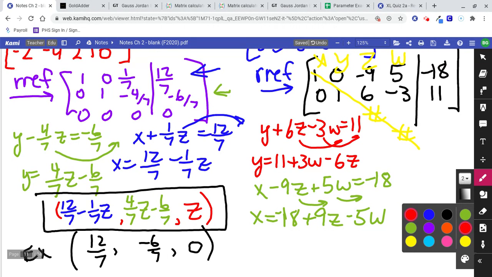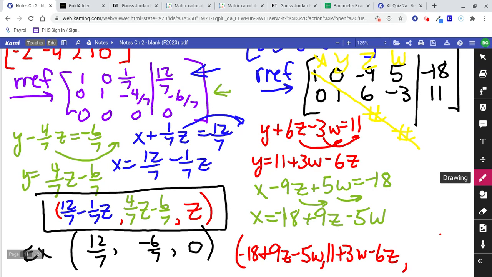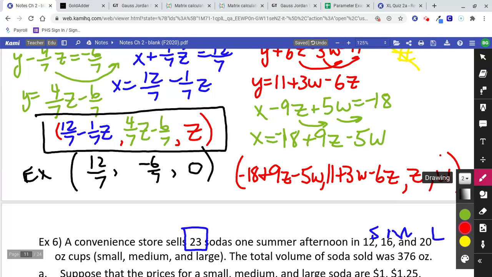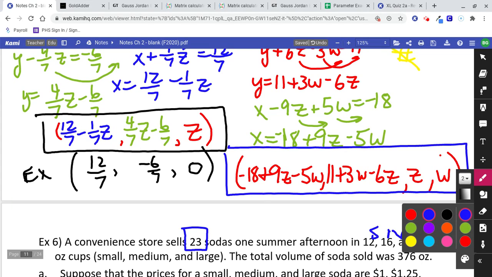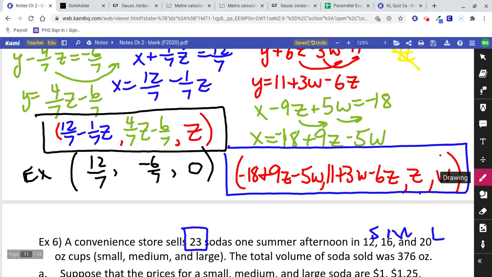And so your answer is not an ordered pair or an ordered triple. It's actually an ordered quadruple, I guess. But your x term, negative 18 plus 9z minus 5w. Your y term is 11 plus 3w minus 6z. And then you have a parameter z and a parameter w. Now, remember the parameter is where you can pick whatever you want. If I had to pick an example, I think the easiest thing would be to just pick zeros here for z and w.